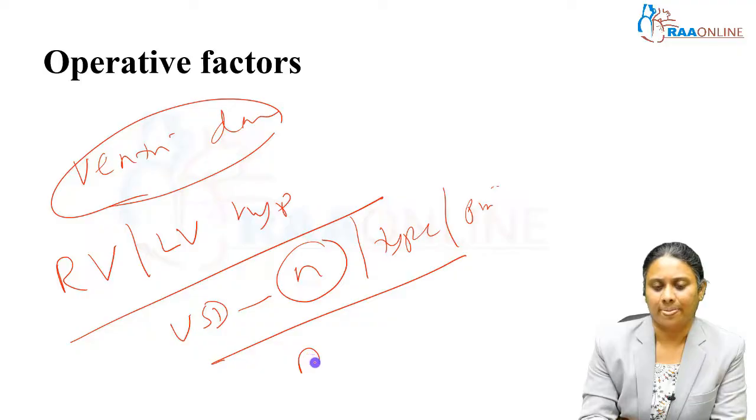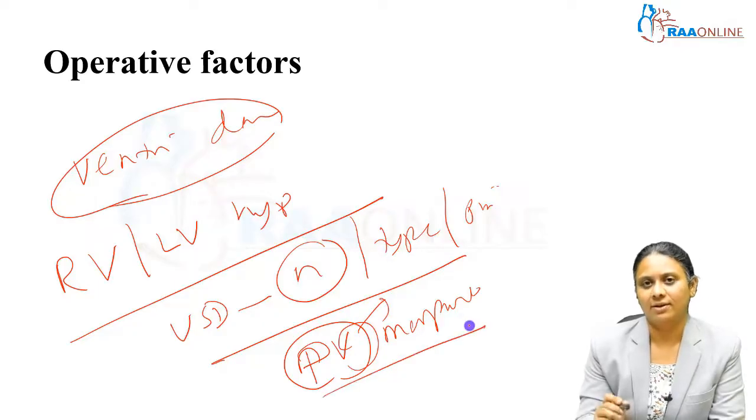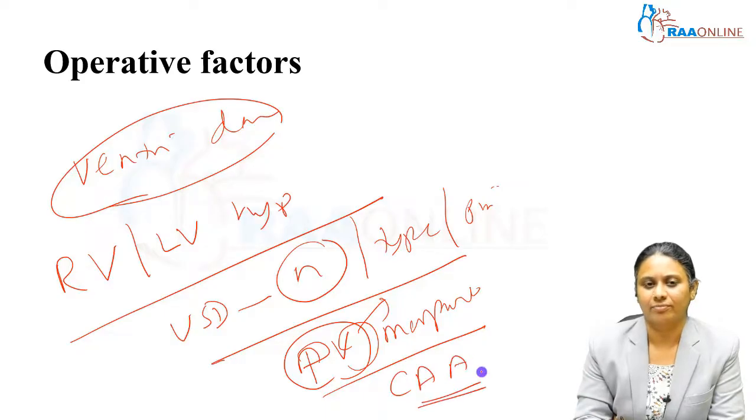Presence of the pulmonary valve morphology. So the new aortic valve is the pulmonary valve morphology. Very important is the coronary artery anatomy.